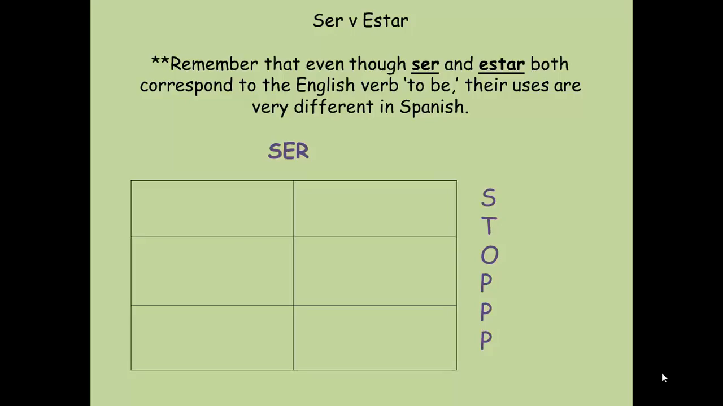Okay, we've got two more in just a second. We've got ser versus estar. So we've talked about this a bit this year. Remember that even though ser and estar both correspond to the English verb to be, their uses are very different in Spanish. So first of all, we're going to talk about the conjugations for ser. You should remember these. It's soy, eres, es, somos, sois, son. Again, no accents on any of those guys. Soy, eres, es, somos, sois, son.